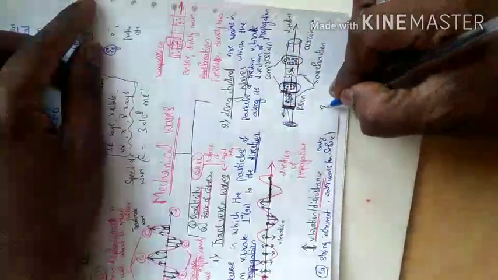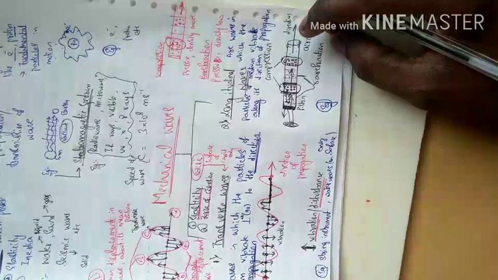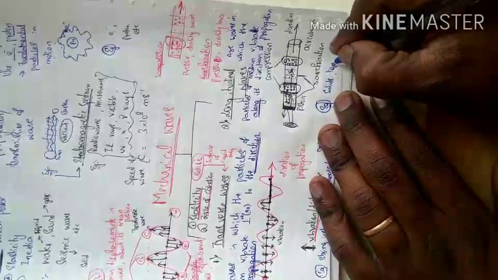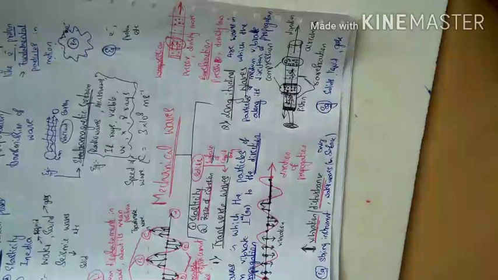Examples are string instruments, wind instruments and so on. A longitudinal wave can be produced in solids, liquids and gases. But a transverse wave is produced only in solids and on the surface of liquids. Whereas a longitudinal wave can be produced in solids, liquids and gases.